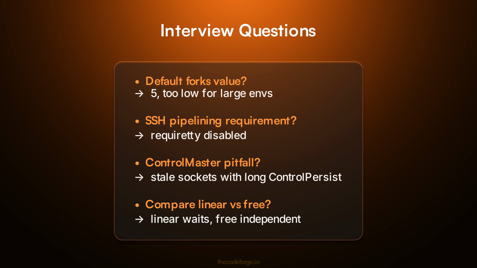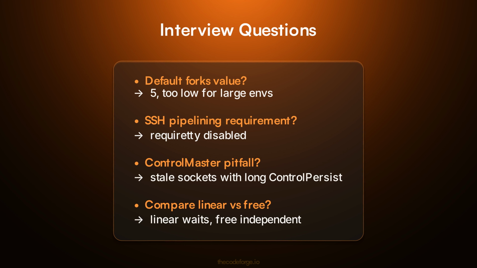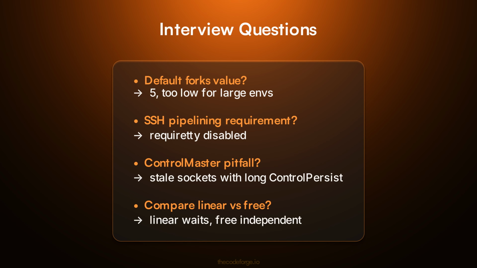Let's run through some common interview questions. Default forks value: 5, too low for large environments. SSH pipelining requirement: requiretty disabled. ControlMaster pitfall: stale sockets with long ControlPersist. Compare linear versus free: linear waits, free is for independent hosts.